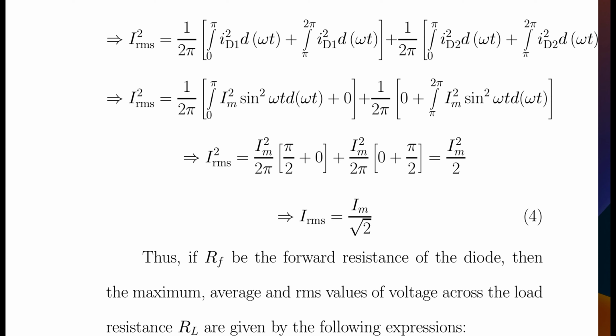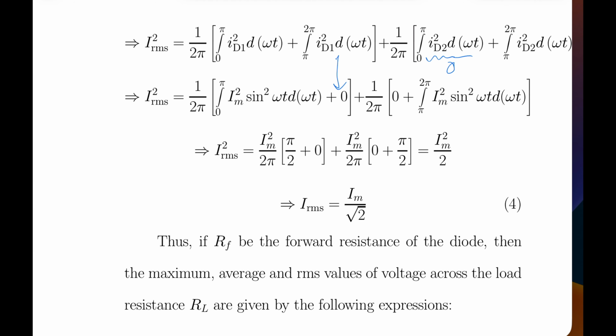Pi से 2 pi के बीच में diode D1 से current 0 है. So this is 0 here. ठीक है? This is 0 here. In case of diode D2, this part is 0. So this part is 0 here. Okay? Second part gives you ID2 square as Im square sin square omega t d omega t.